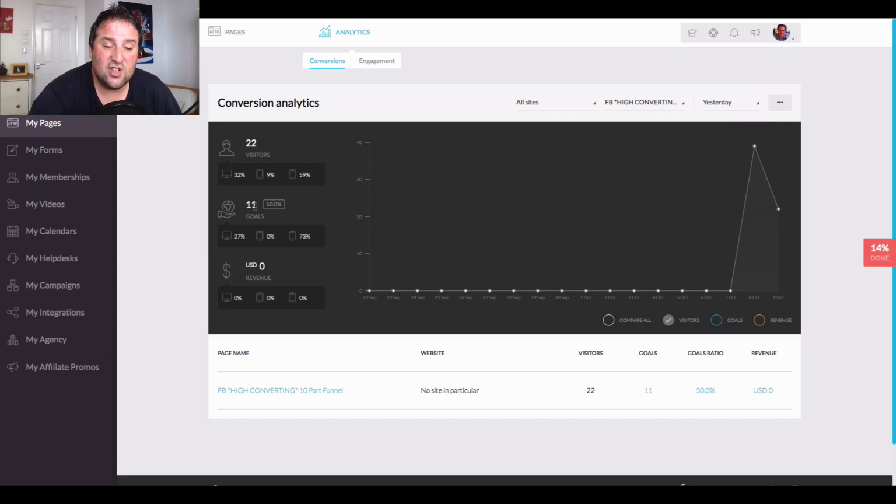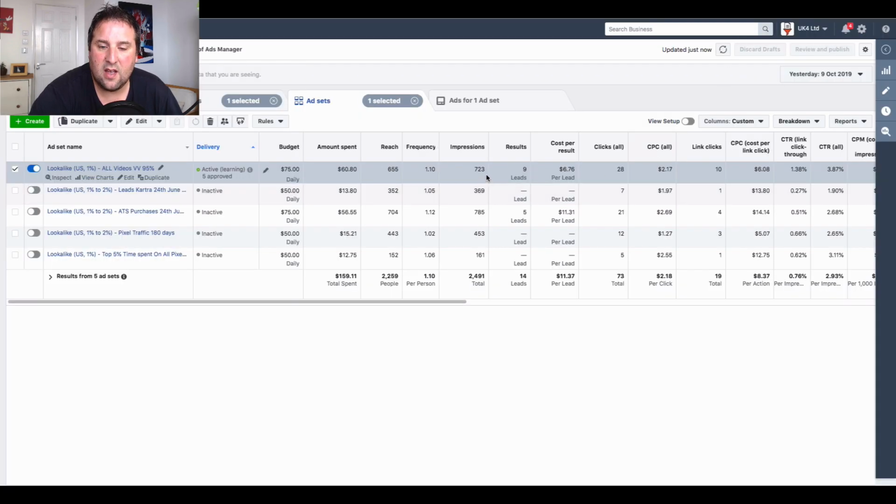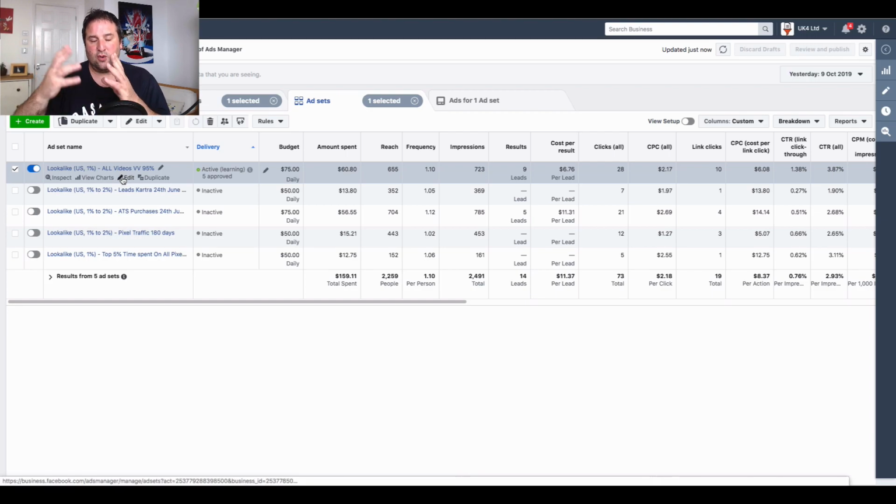So I'm actually missing 7 leads. And the good thing is it's showing a 50% conversion. But then, having said that, Facebook looks at the page where they land when they get the lead, so how is Facebook understanding a different thing to me?